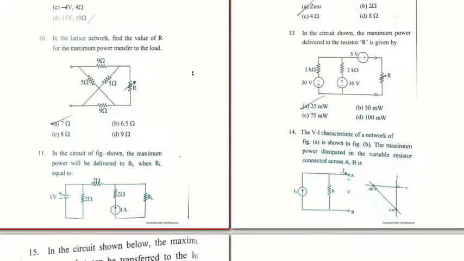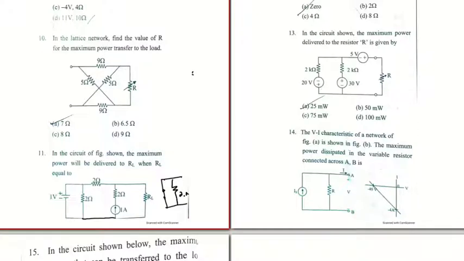In the circuit given below, the maximum power will be delivered to RL when RL is equal to what? RL is equal to RTH, then only we get the maximum power. So we have to find out our RTH. To find out RTH, we have to short circuit all the voltage sources and open circuit all the current sources. I am going to redraw it here with open circuit and short circuit. The voltage source 1 volt is short circuited.